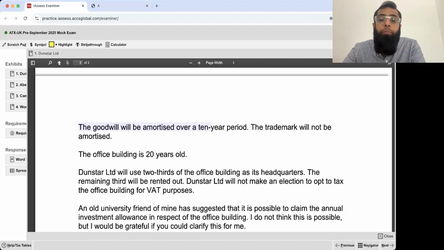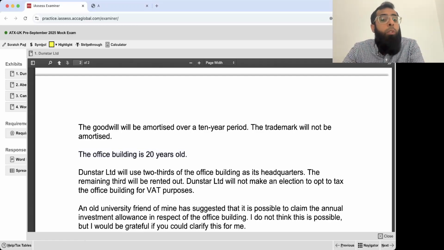Okay, now the trademark will not be amortized. They are not amortizing in their accounts. But for tax purposes, it will be amortized. Maybe they are not amortizing in their accounts. That is their issue. The office building is 20 years old. So there won't be any structures and buildings allowance. It is an old building.